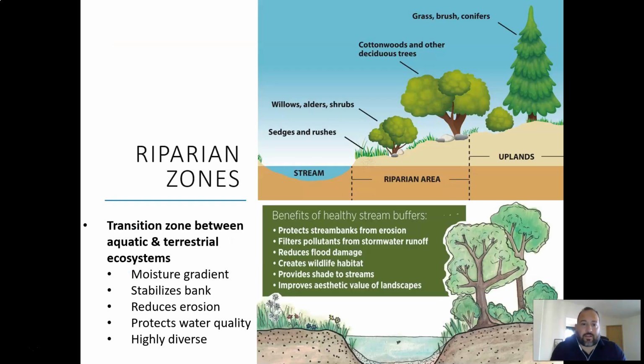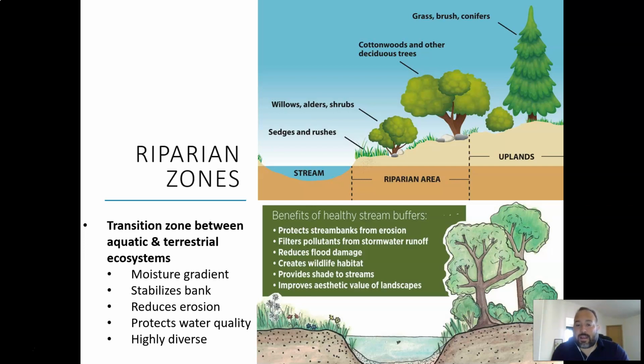We said once you get towards the river banks, you're going to run into riparian zones. Riparian zones are transitional zones between aquatic and terrestrial ecosystems. They give a moisture gradient, so they kind of divvy up the moisture in the soil. They help stabilize the bank. They can reduce erosion. They protect water quality by filtering precipitation or runoff before it gets into the river or stream or creek. These areas are highly diverse, with lots of different plant and animal species.